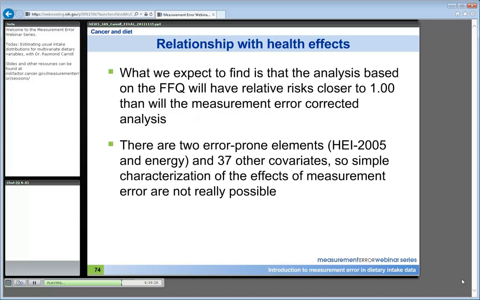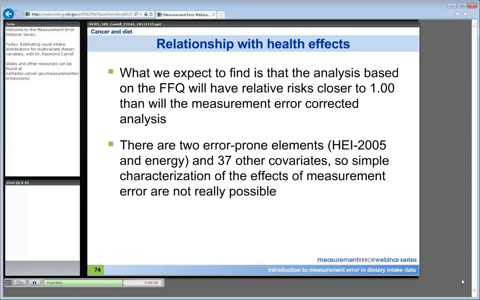So the results are going to be pretty much what we expect. What we've seen before is that one of the effects of measurement error is typically to get relative risks or baseline hazards which are closer to 1 than a measurement error corrected analysis. That is, the effect of using an error-prone instrument is to lead to a diluted effect in appearance, and underestimate the relative risks associated with a bad diet.